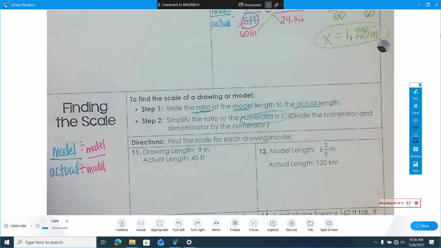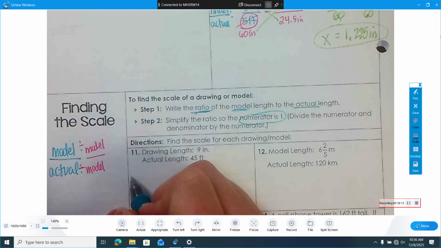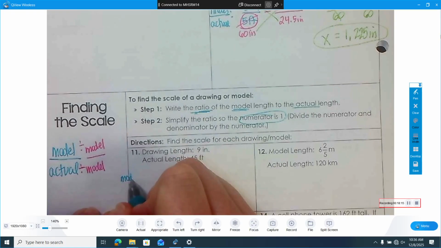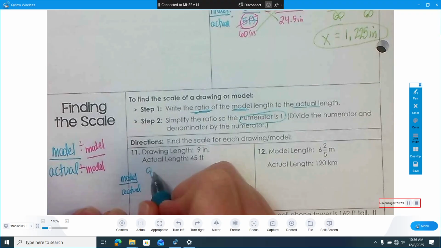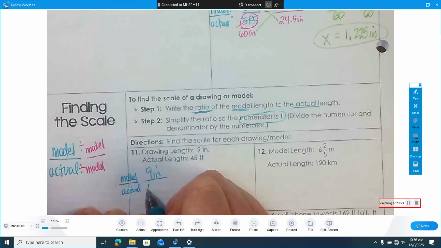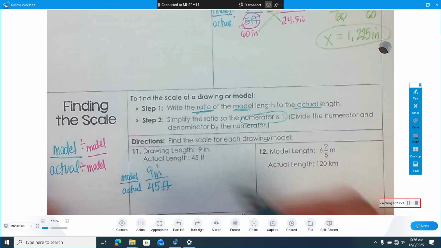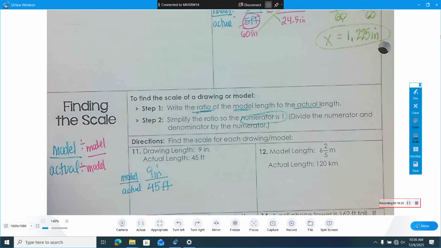Let's see how this works. So my drawing, which is my model, was 9 inches and the actual was 45 feet. So we're talking about something like a mural on the side of a building. That mural on the side of the building is 45 feet long, but the drawing that it came from was only about 9 inches. So we want to figure out what the scale is.